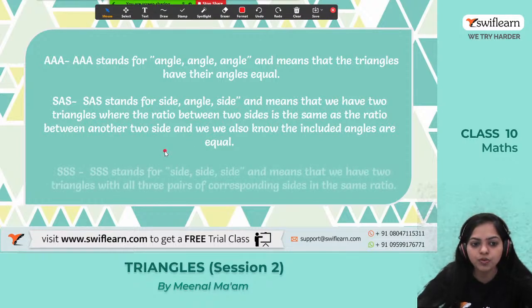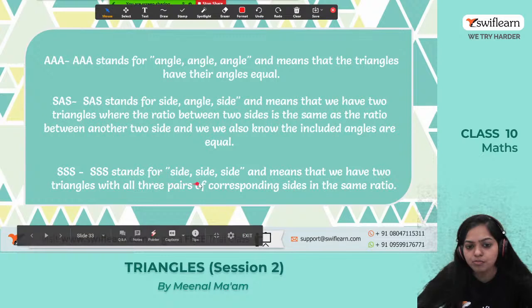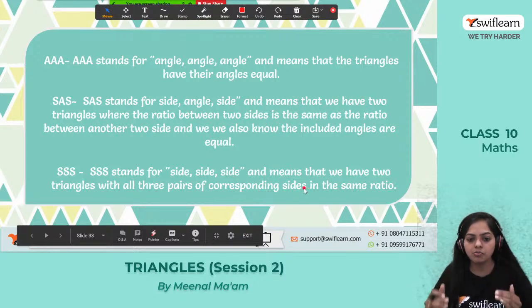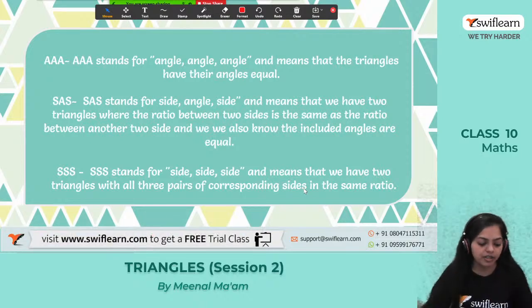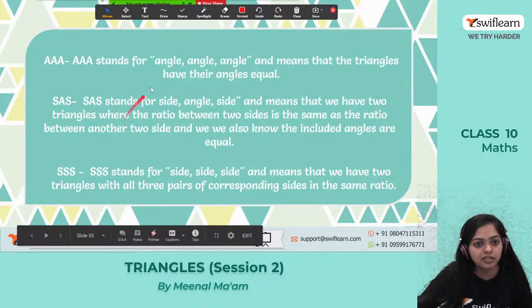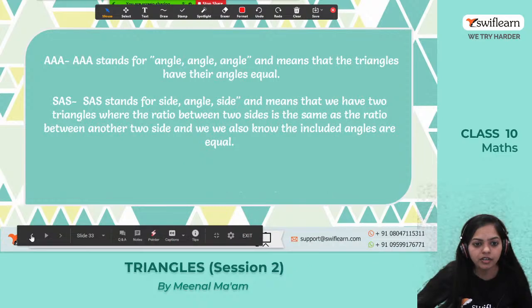Got it? And the last one is side, side, side. SSS means the two triangles have all three pairs of corresponding sides in the same ratio. If these three criteria hold, then we can say that the two triangles are similar. Got it, everyone? Any doubt till here?